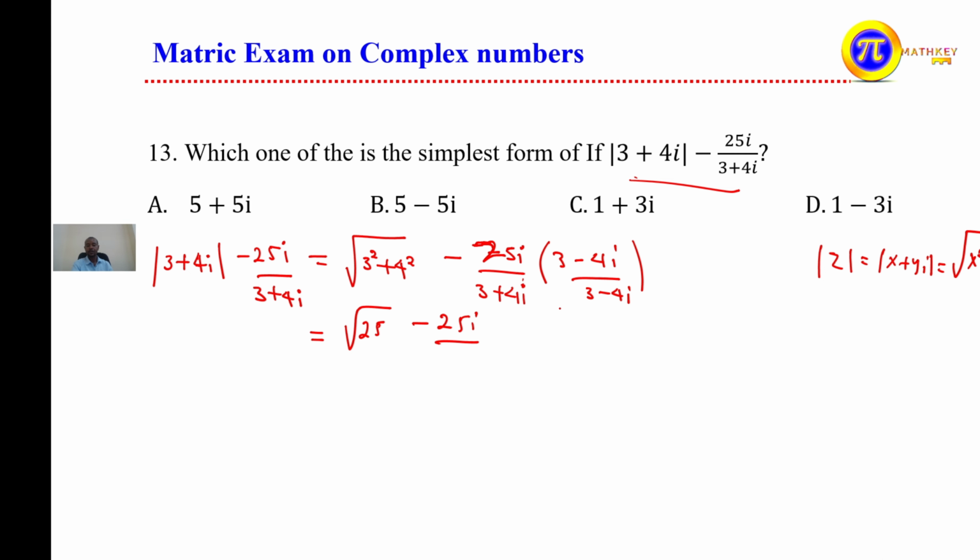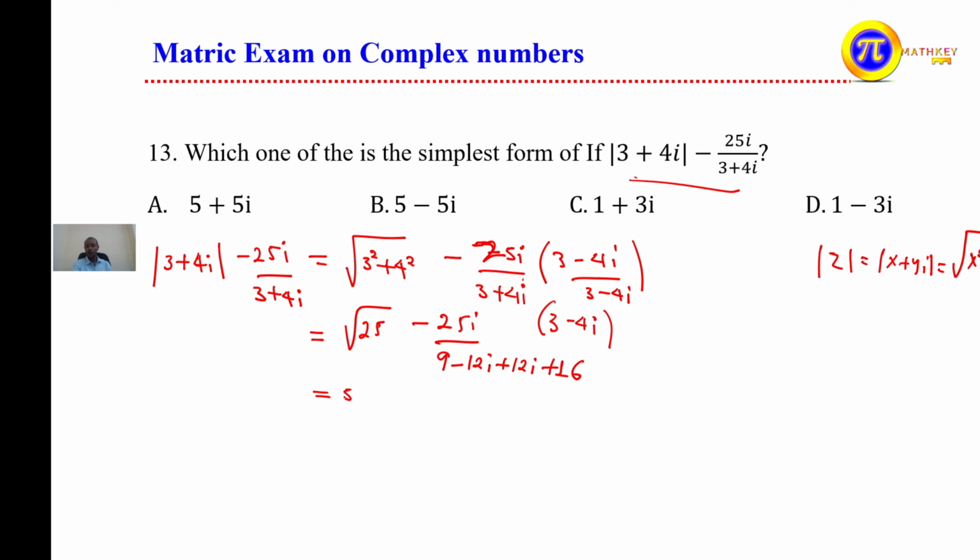Minus 25i divided by, 3 times 3 is 9. We did this before. 3 times minus 4i is minus 12i. Plus 4i times 3 is 12i. 4i times minus 4i is 4 times negative 4, negative 16, and i squared is negative, so it becomes plus 16, times 3 minus 4i.